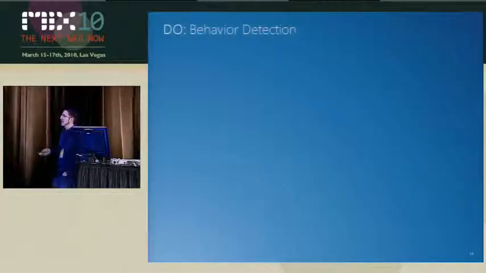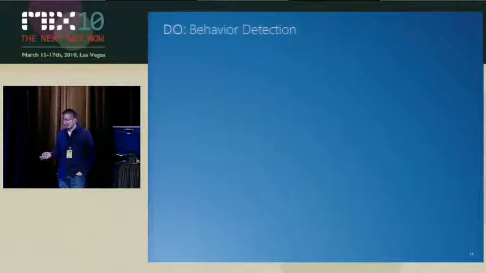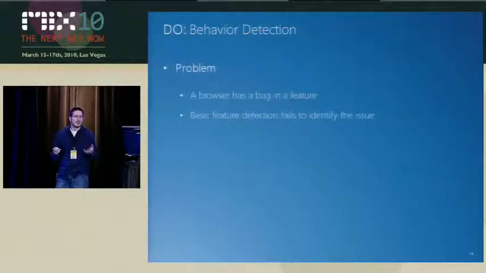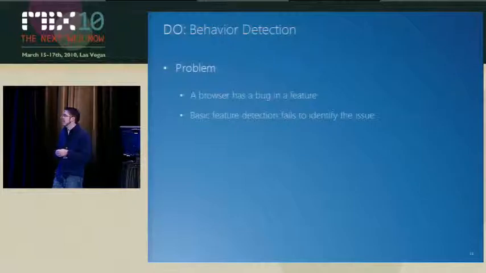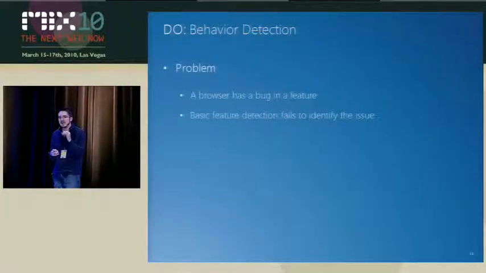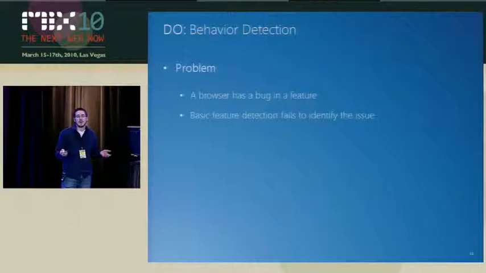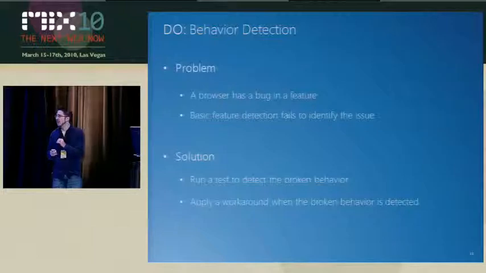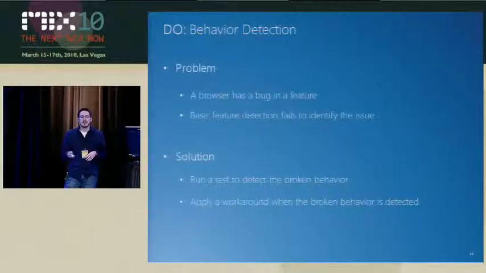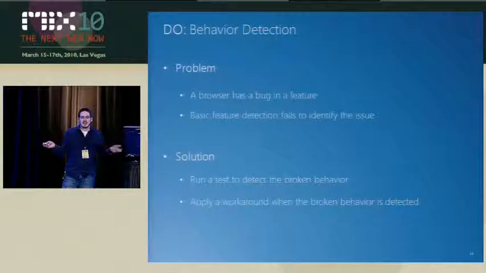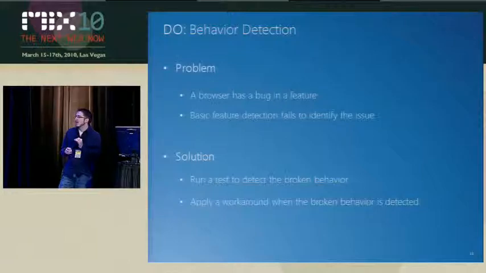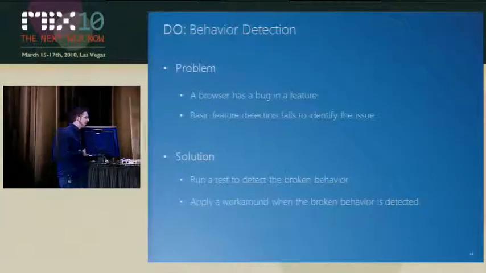So now I want to talk a little bit about behavior detection. Because sometimes it's not as simple as just whether a browser has a given API or not. Practically, there are bugs in browsers, and it's a real thing that web developers have to deal with. Now, basic feature detection, as I mentioned, is going to fail to identify these sorts of issues because it's only going to tell you if the API is there or not. So the solution here is to run a small test to detect the broken behavior as opposed to just saying, if IE7 or if IE8 or if Firefox or if Safari. And then you want to apply a workaround only when you've detected that the broken behavior is present.